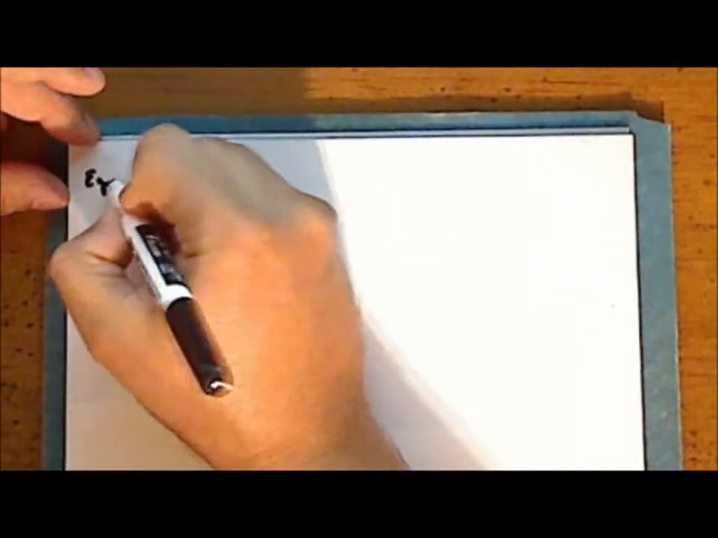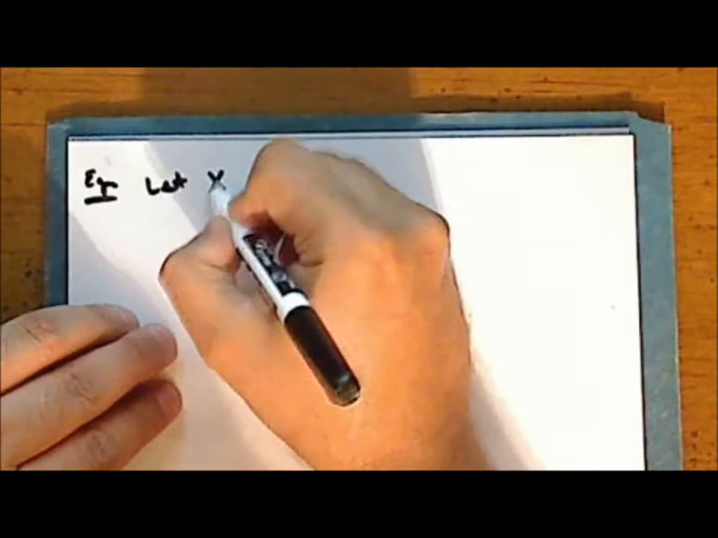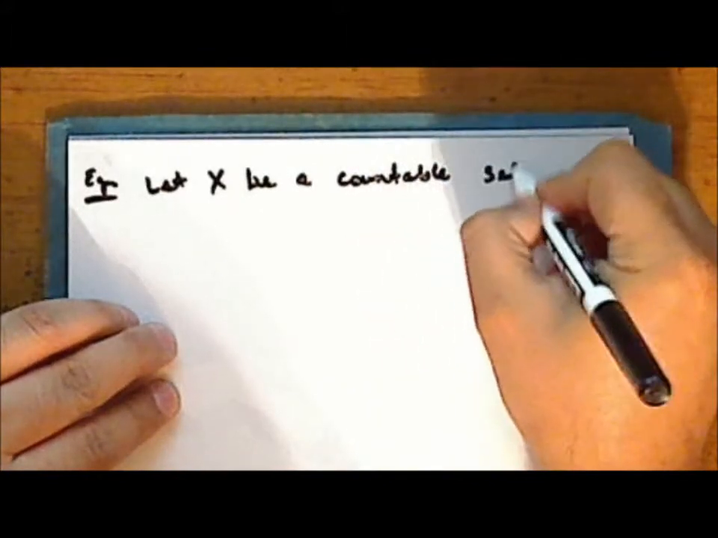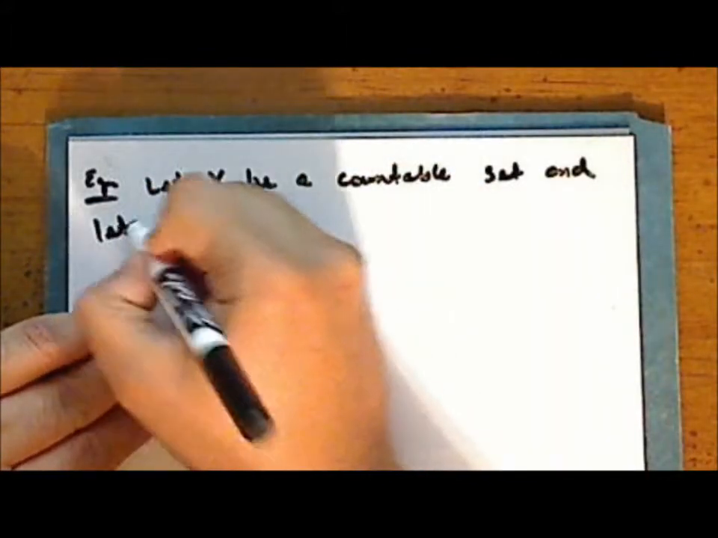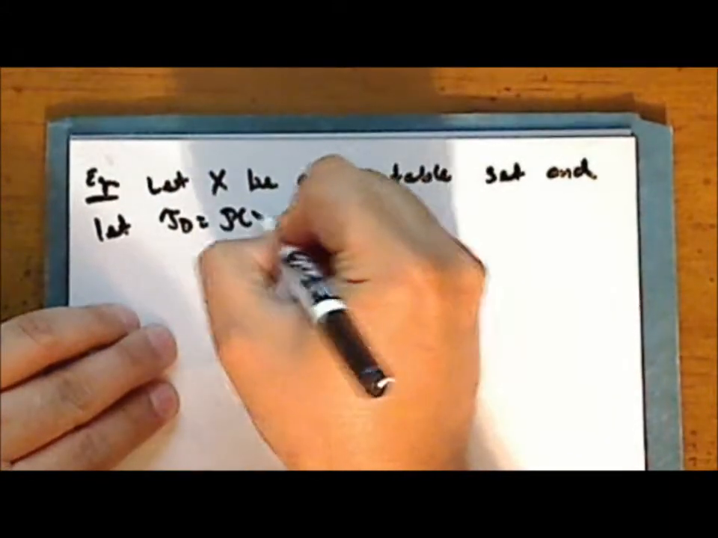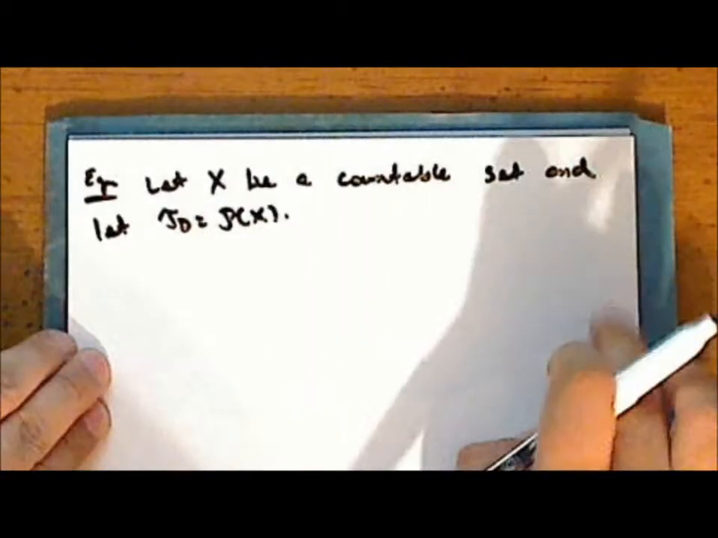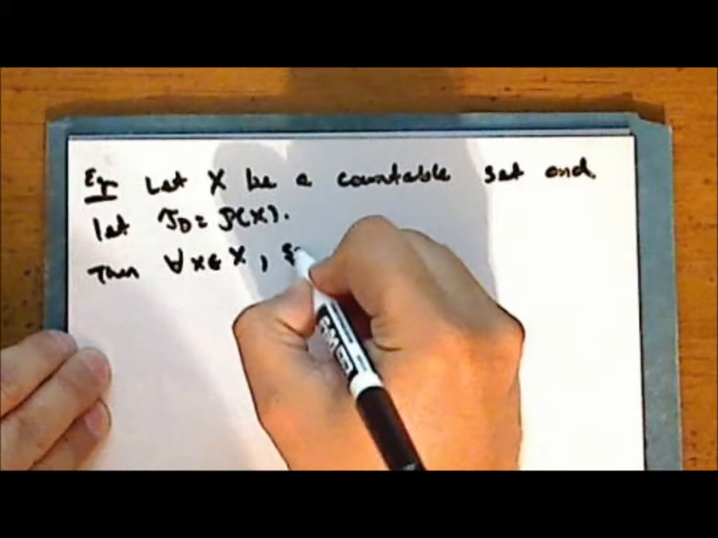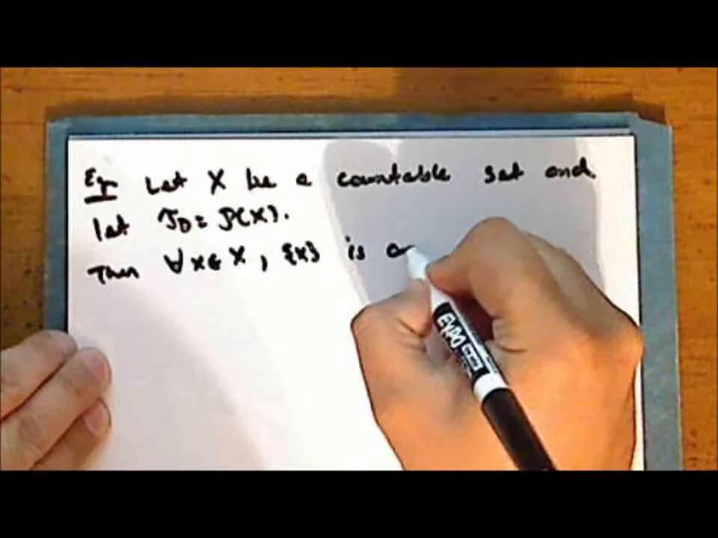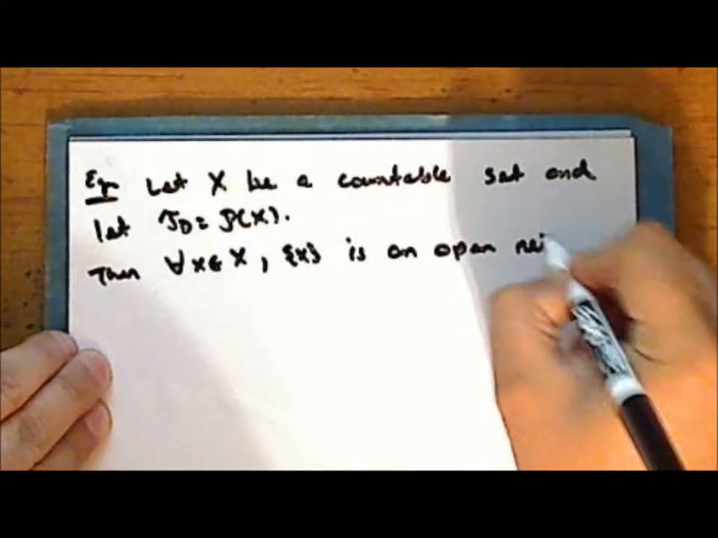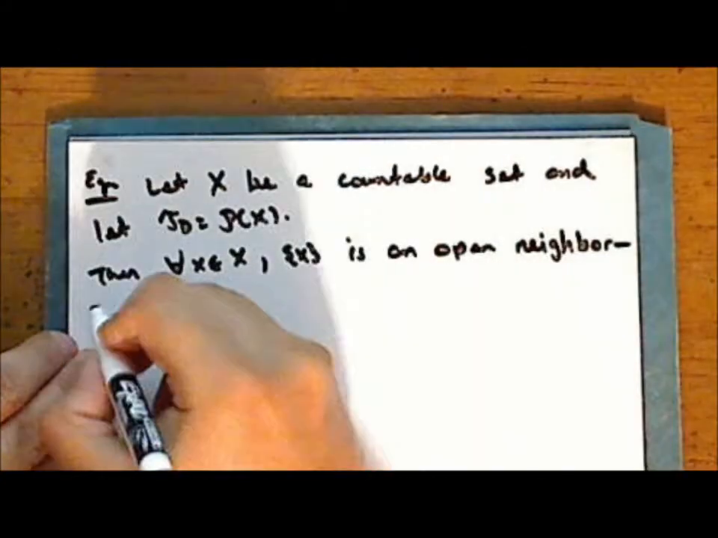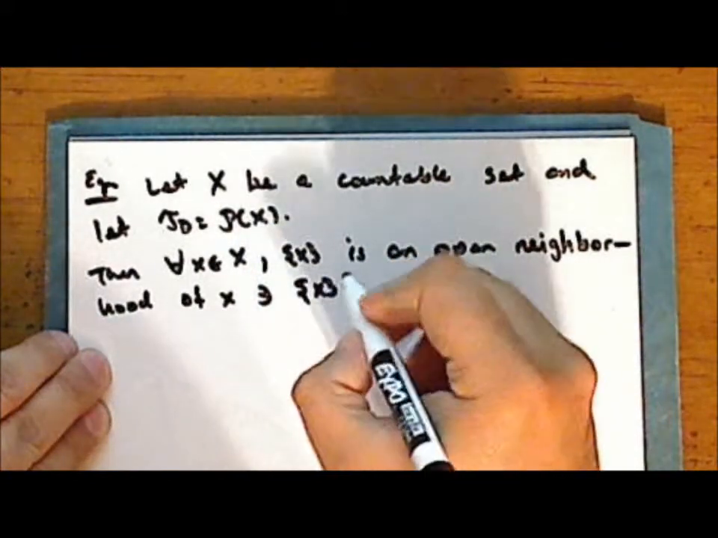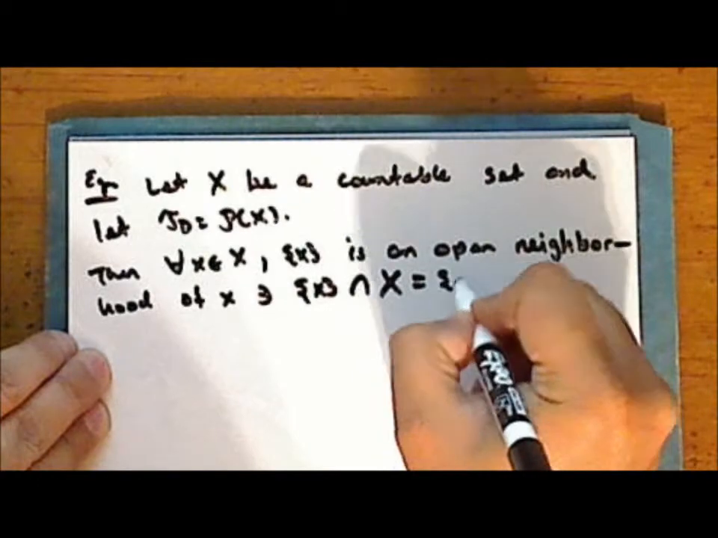Okay, so next we'll look at a discrete space. So let the set X be a countable set, and let tau sub d be the power set of X. That is the discrete topology on X. Then, for every point in the space, the singleton containing that point is an open neighborhood of the point X, such that the intersection of this singleton set with the entire set is the singleton set.